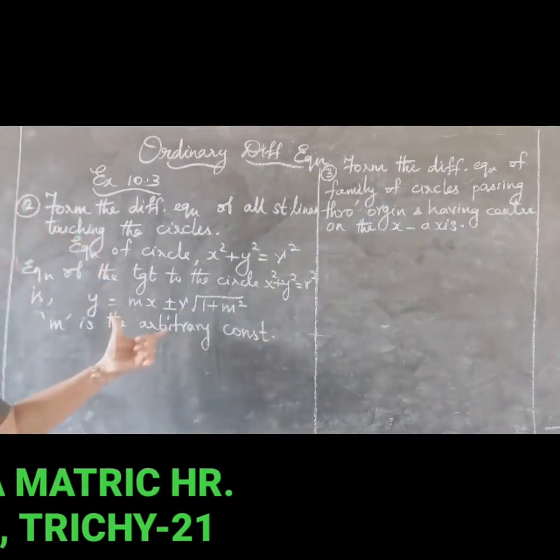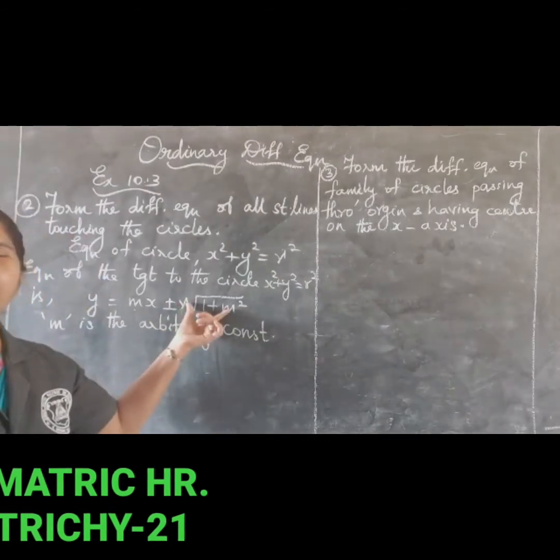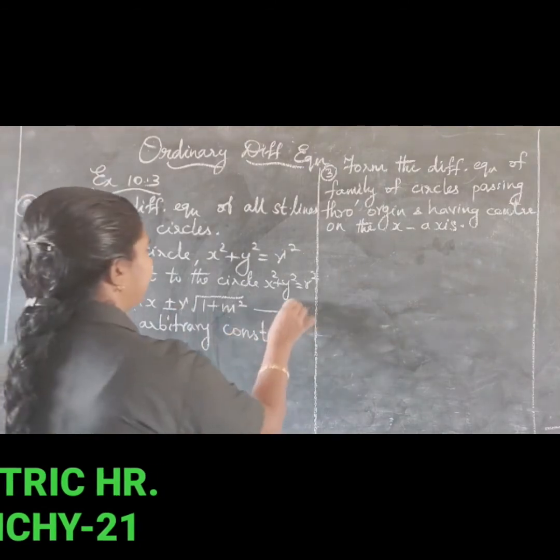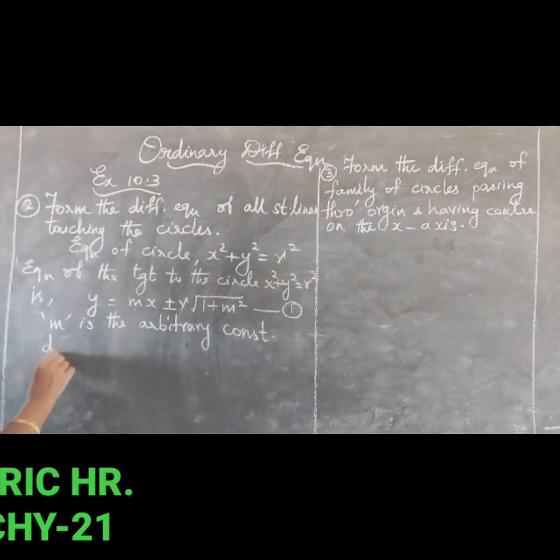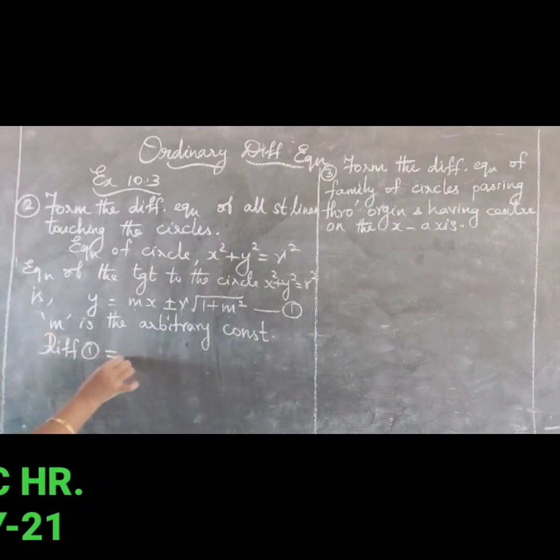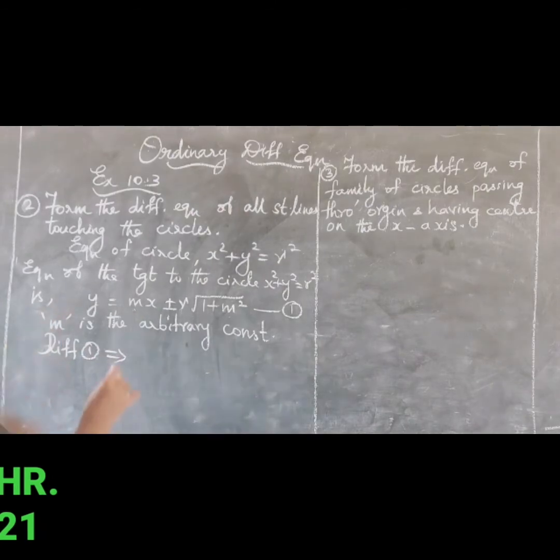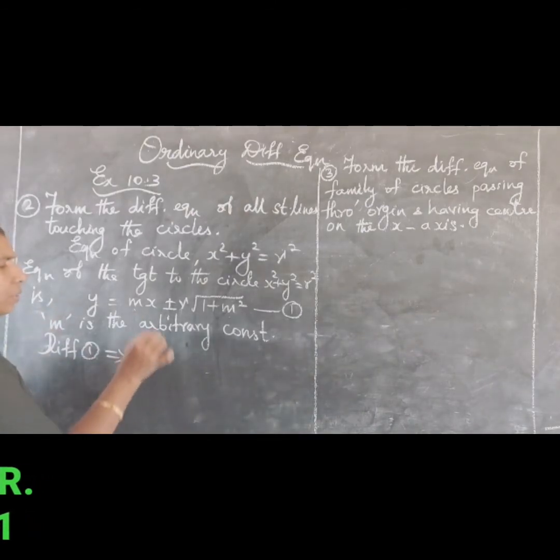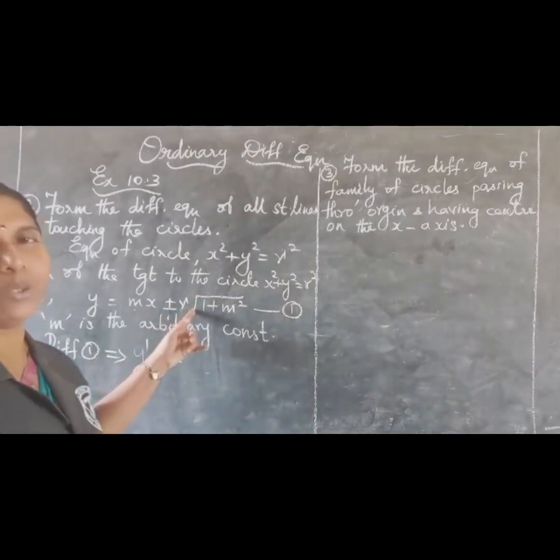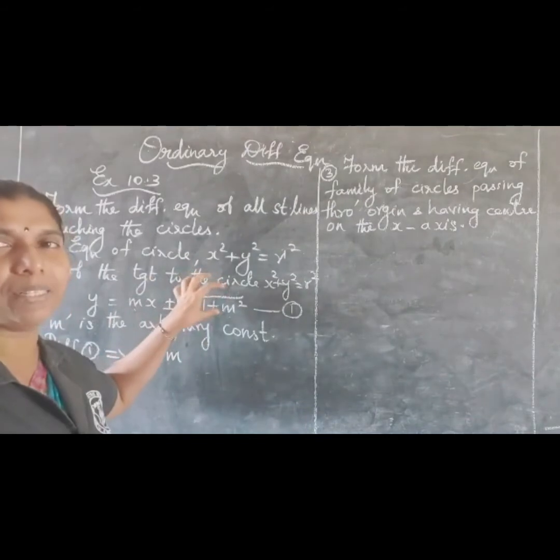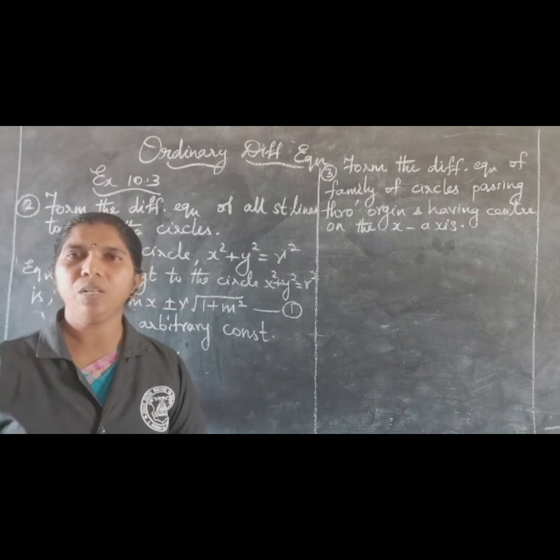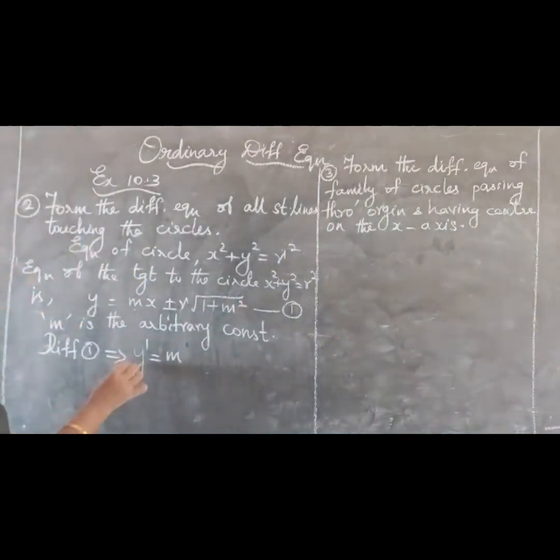Now we have to eliminate this m from this equation and frame the differential equation. Considering this as equation number 1, differentiating equation 1, we get y dash is equal to m. The term plus or minus r into root of 1 plus m square is considered as a constant. Any constant when differentiated is equal to 0. Therefore, here we get y dash is equal to m.